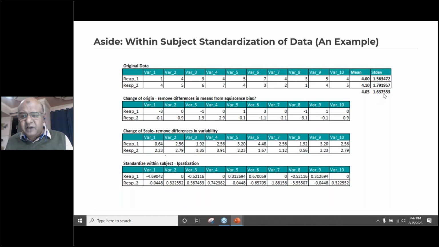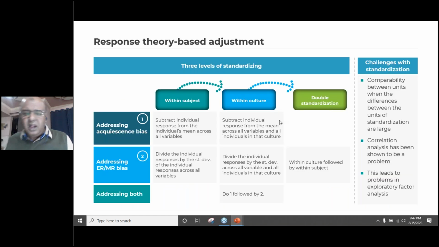And here we just divide by the culture standard deviation. Now, the first method, and we can do both. We can do the second followed by the first. Now, the first method has been shown to have differences.